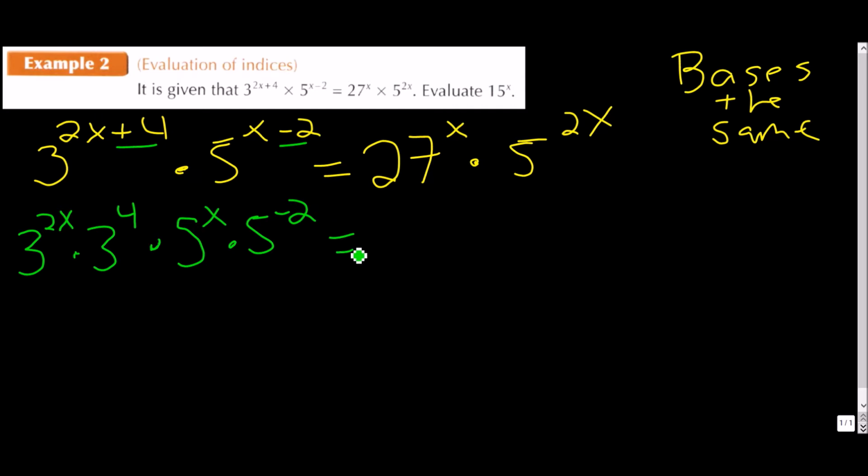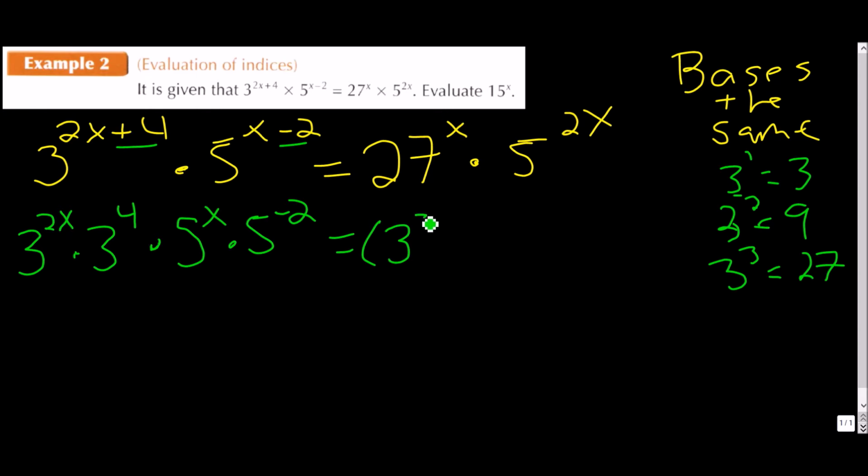This is going to equal, now, we want to change 27 to have the same base as 3. Well, if we look over on the side, 3 to the first is the same thing as 3. 3 squared is the same thing as 9. 3 cubed is the same thing as 27. So we can actually rewrite this as 3 cubed, right? So 27 is the same thing as 3 cubed, and it's still to the x. And we're going to multiply this by 5 to the 2x.